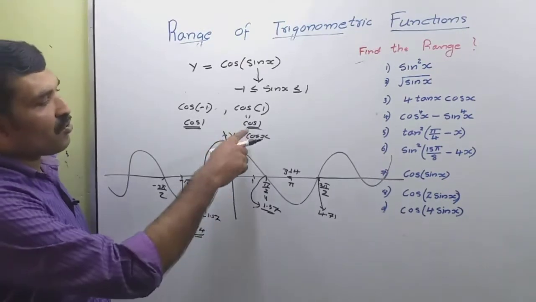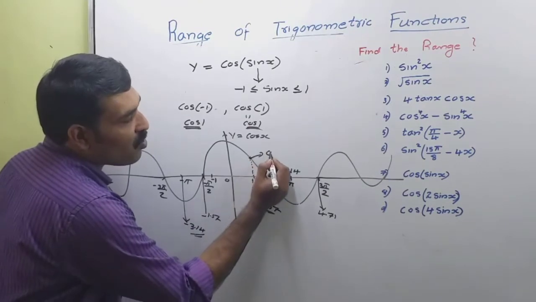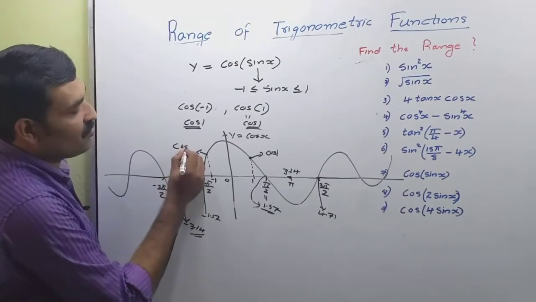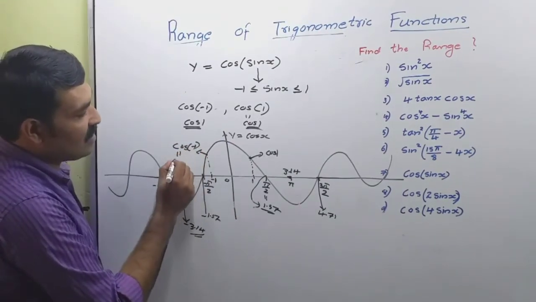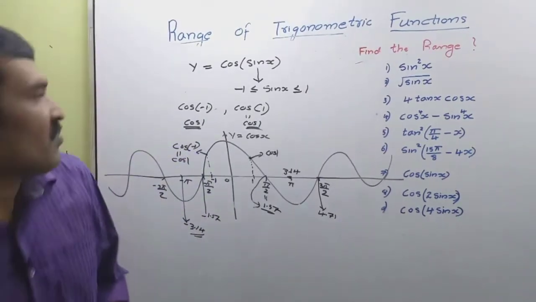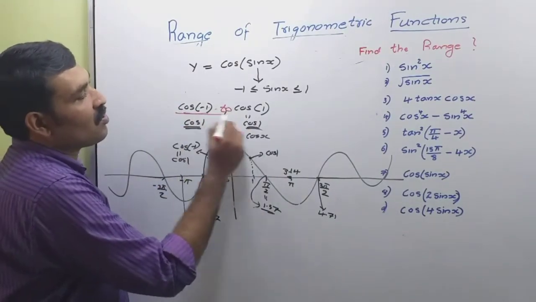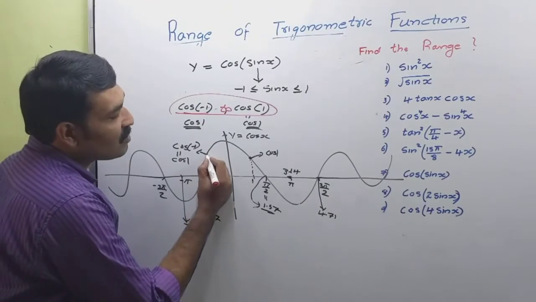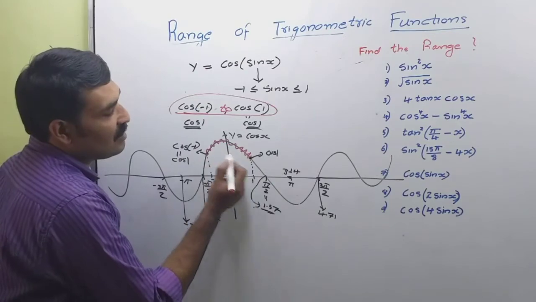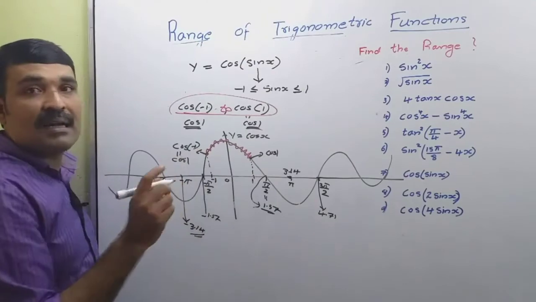Cos of 1 is this point, and cos of minus 1 is this value. That is, cos of minus 1 is equal to cos 1. So the value of this function is from cos minus 1 to cos 1, this portion of the graph. This is the graph of our function y is equal to cos of sin x, marked in red.